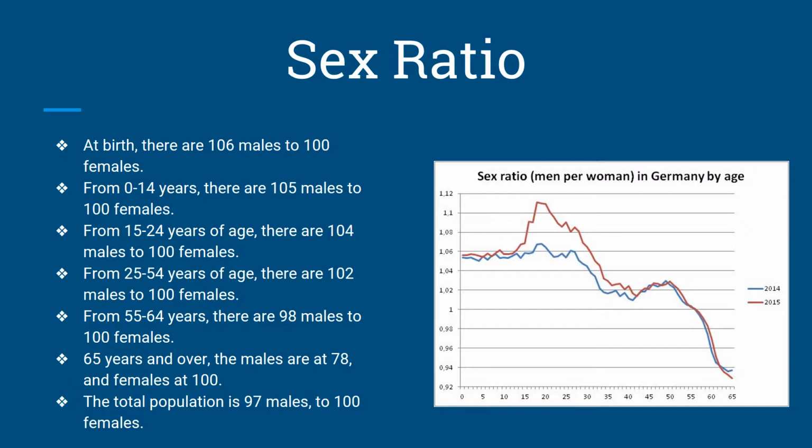At 55 to 64 years, there are 98 to 100. And 65 years and over, there are 78 to 100. The total population is 97 to 100 as of 2016. The ratios throughout are fairly close in comparison. The graph on the right depicts the sex ratio of men per woman in Germany by age. The blue line is 2014 and the red line is 2015.